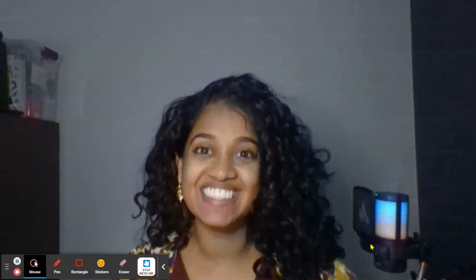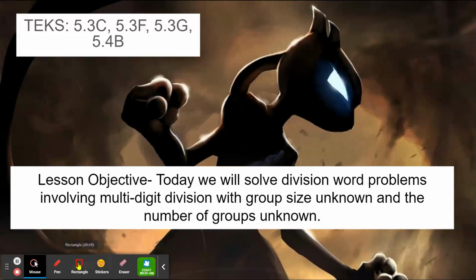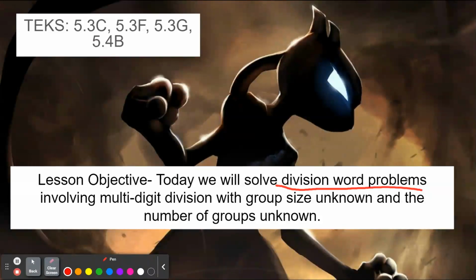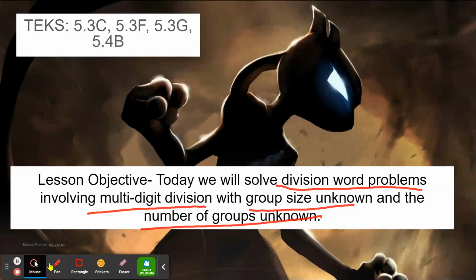Let's go ahead and take a look at today's lesson objective. So today we will solve division word problems using multi-digit division with group size unknown and the number of groups unknown. The TEKS we will focus on today are 5.3C, 5.3F, 5.3G, and 5.4B. All right, let's go ahead and jump right to it.